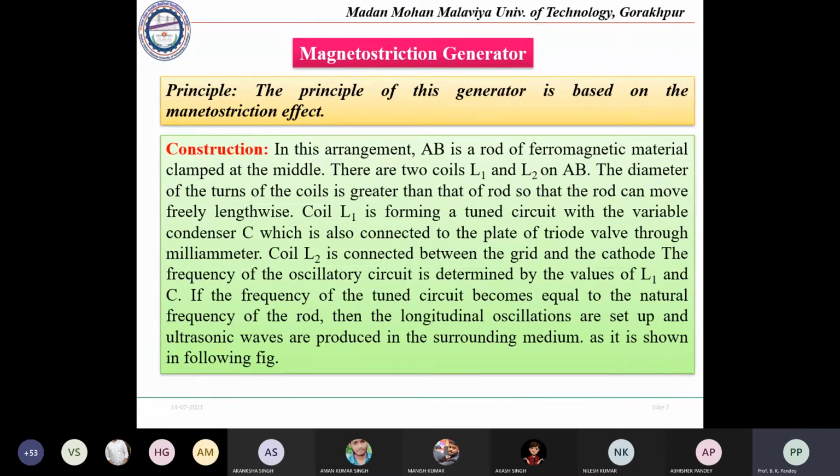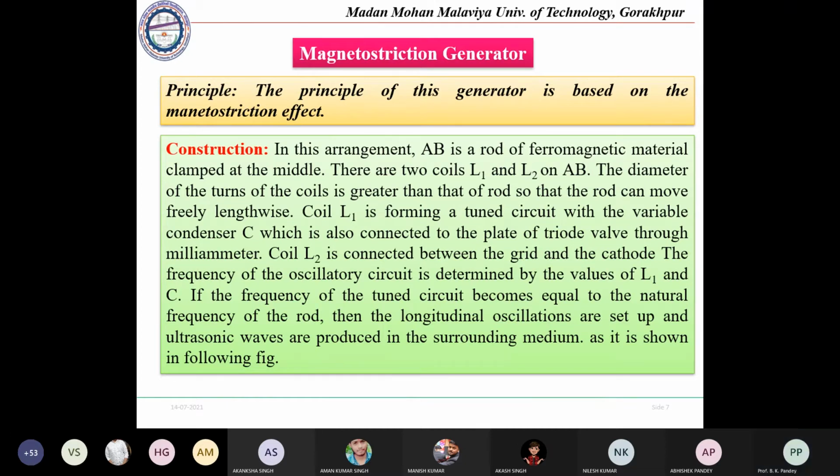The diameter of the turns of the coil is greater than that of the rod, so that the rod can move freely lengthwise. Actually the rod has the freedom to vibrate back and forth within the coil. It means the winding on it is not tightly connected to it; rather, the radius of the coil is greater in comparison to the diameter of this rod of ferromagnetic material.